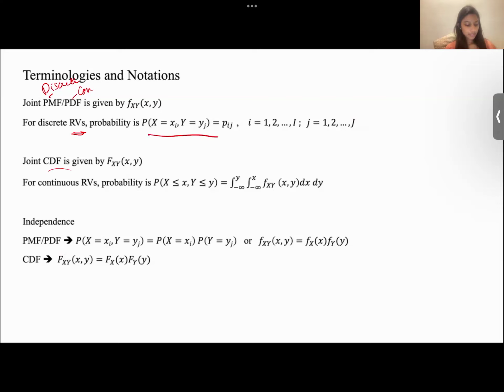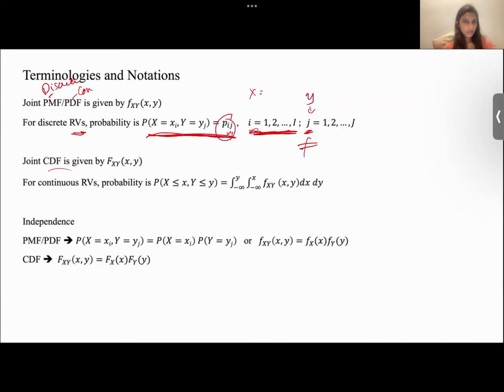The probability could be denoted by this. These are point probabilities: the joint probability of x and y, where x is equal to a given value i and y is equal to a given value j. The number of observations of i need not be equal to the number of observations of j. This is one thing to note.